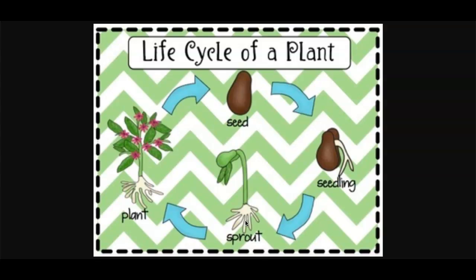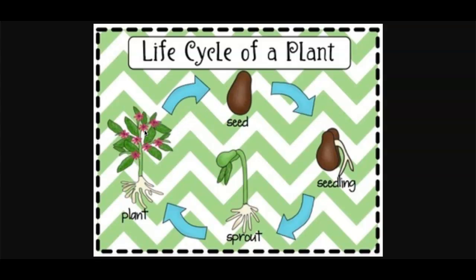So then the plant continues to grow and it keeps getting bigger and bigger. It gets sunlight and water and nutrients from the soil to help it grow. And then it becomes the plant. We get the flowers on it, or if it's a plant that has fruit, we get fruit on it. And then the process continues.